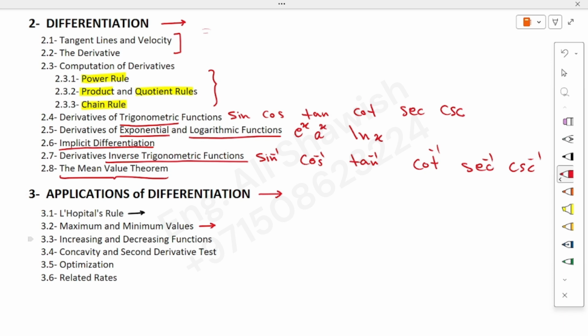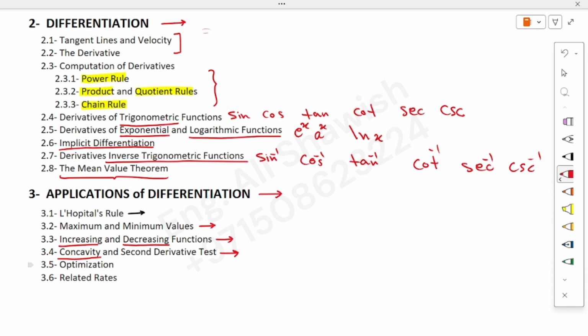In the third lesson, we will study the behavior of a function. We can know the intervals of increasing and decreasing for a specific function using the derivative, or using the differentiation. So we can study the behavior of a function, increasing and decreasing. Then we will study a new concept, which is the concavity. It's also a behavior of a function. We will study it later.